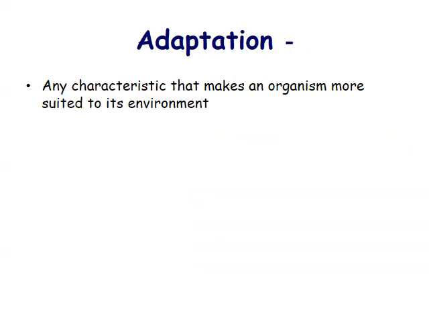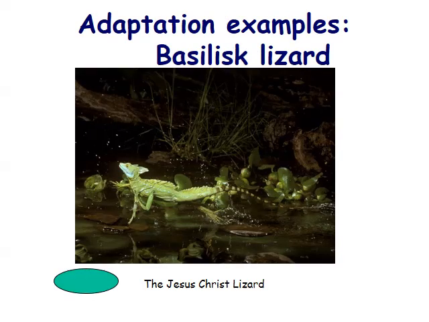Let's talk about adaptations. An adaptation is any characteristic that makes an organism more suited to its environment. And remember, the environment may shift, and it might shift very quickly and radically. What's considered to be a characteristic that makes an organism more suited may then turn out to be something that makes the organism less suited. An interesting example of this is the basilisk lizard, sometimes called the Jesus Christ lizard. Because of the way it can move its limbs and use its tail as a counterbalance, it's able to walk on water.